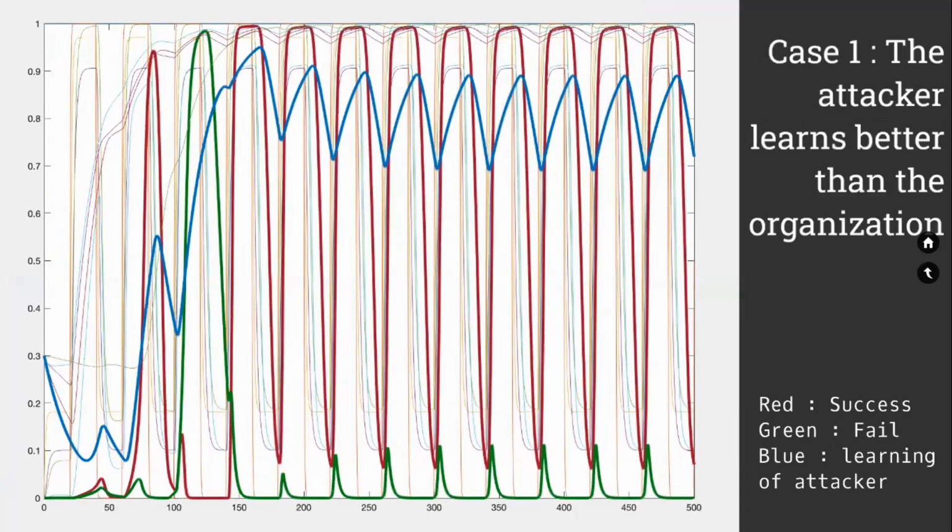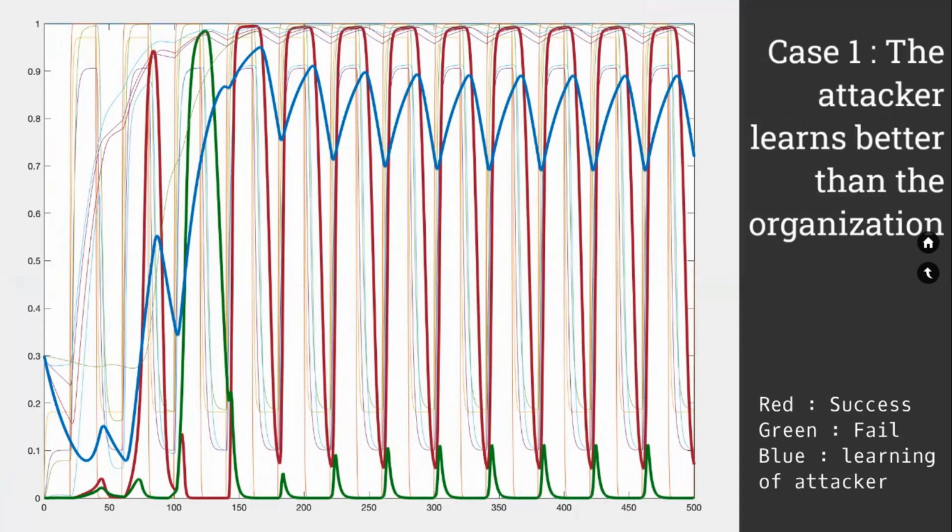First of all, before I start explaining what's happening in the simulation, I'd like to mention that we're going to look at our model story from two different perspectives. The first perspective would be from the attacker's perspective, when the attacker learns better than the organization. And the second one is when the organization learns better than the attacker. So this is the first case, where the attacker learns better than the organization.